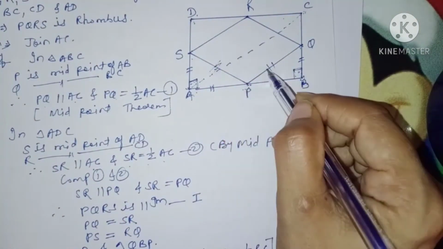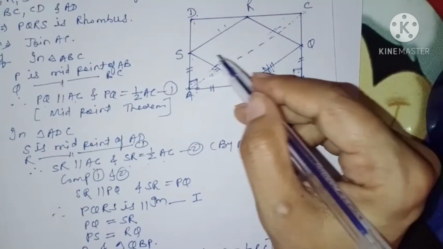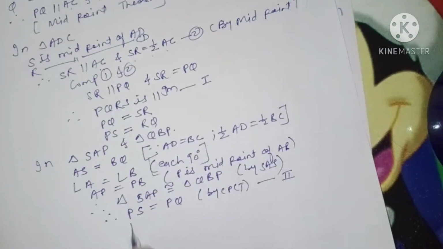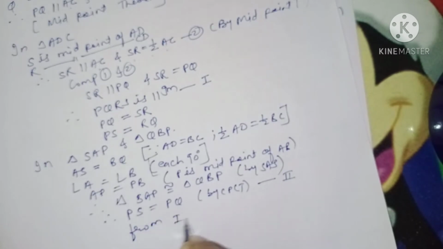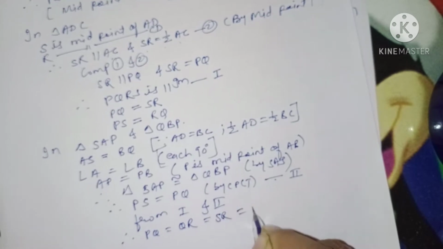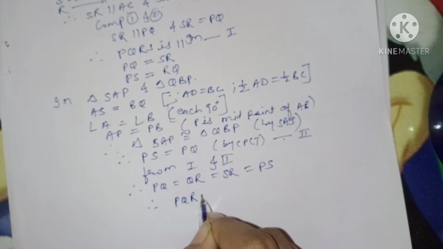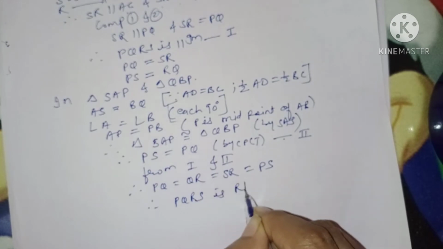So adjacent side equal हो गई. Opposite sides तो equal है ही ना, क्योंकि वो parallelogram है. So we can write from 1 and 2 all 4 sides are equal. क्योंकि 1 में हमने opposite side equal बताया, second में हमने adjacent sides equal बताई. Therefore we can write PQ equal to QR equal to SR equal to PS, and therefore PQRS is rhombus.